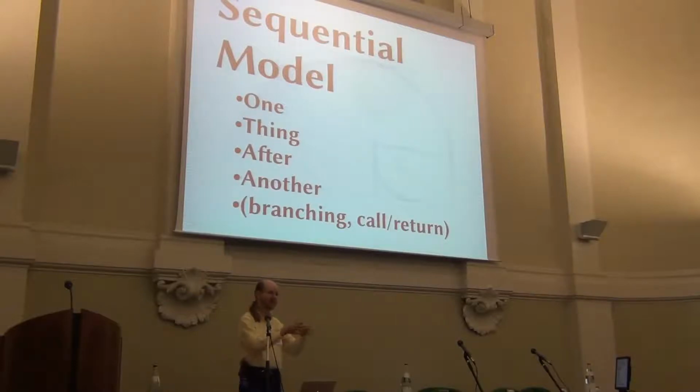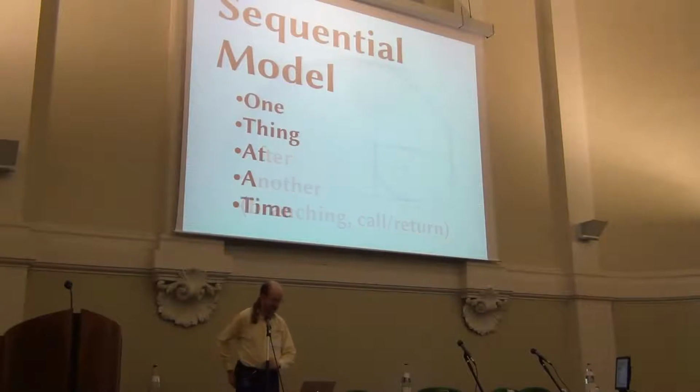You can have conditionals that go one way or the other. You can call subroutines and return, so you get some nice modularity that way. But still it's basically a sequential model, a list of instructions the computer follows in order. Now, the drawback with the sequential model is it only does one thing at a time, and sometimes you want to do more than one thing at a time.